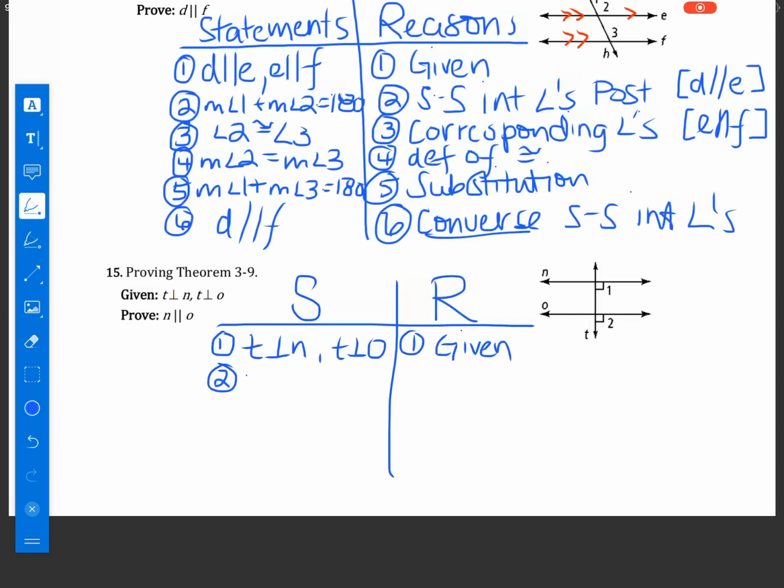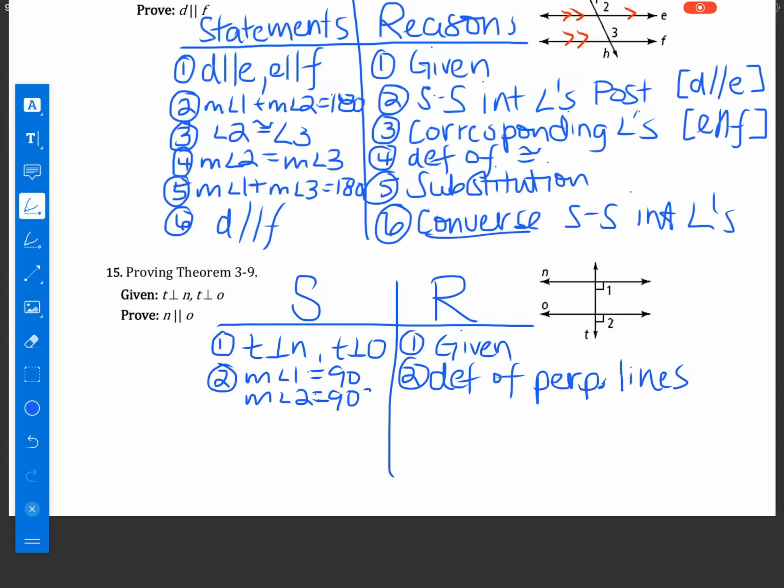Statement number 2, I know that the measure of angle 1 in the picture is 90 degrees, and I can also add that the measure of angle 2 is 90 degrees. The reason why we can say that is the definition of perpendicular lines. We haven't used this yet. The definition of perpendicular lines was in your cheat sheet from a couple weeks ago, and you can include it here. Perpendicular lines allow lines that intersect to be 90 degrees. So if lines are perpendicular, then they can add up to 90 degrees.